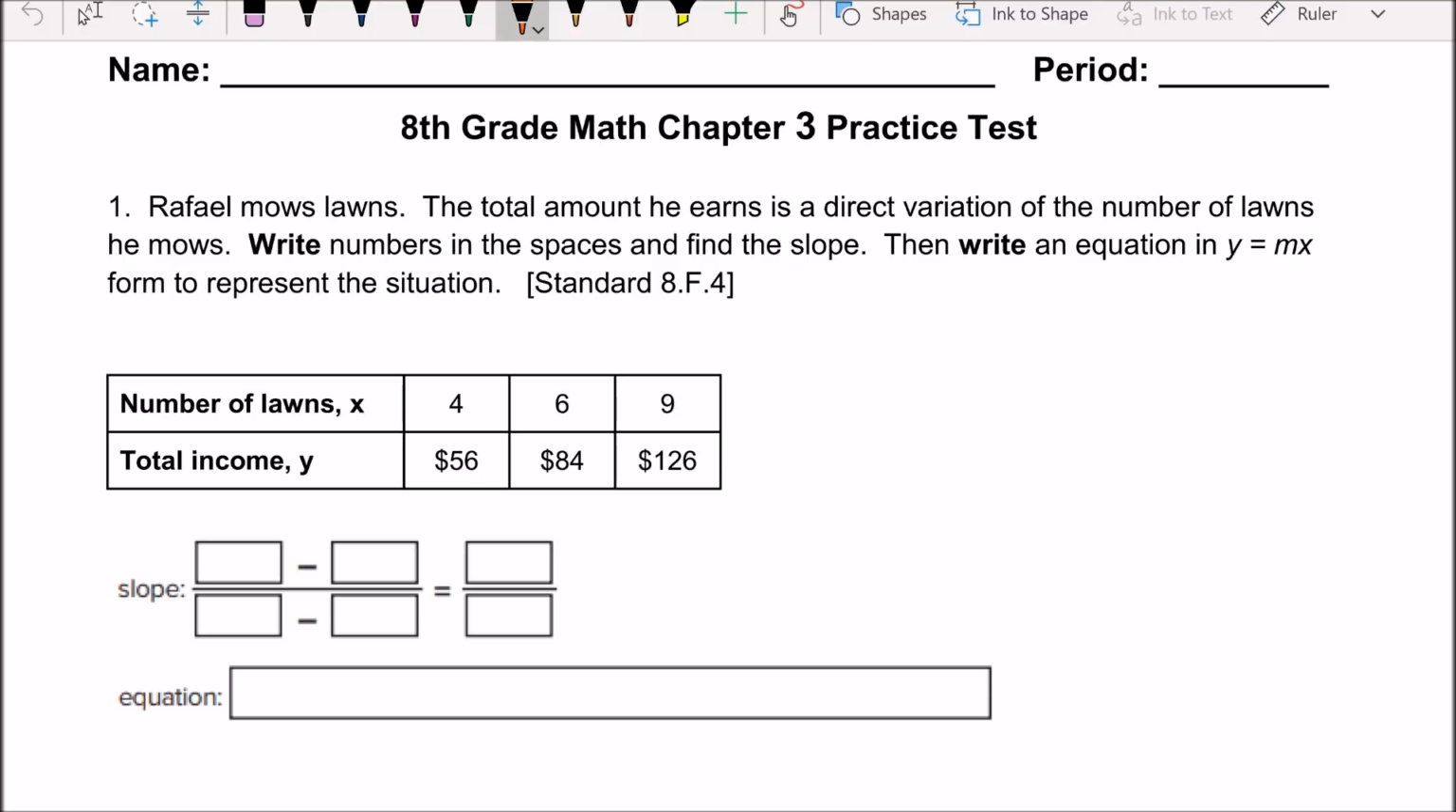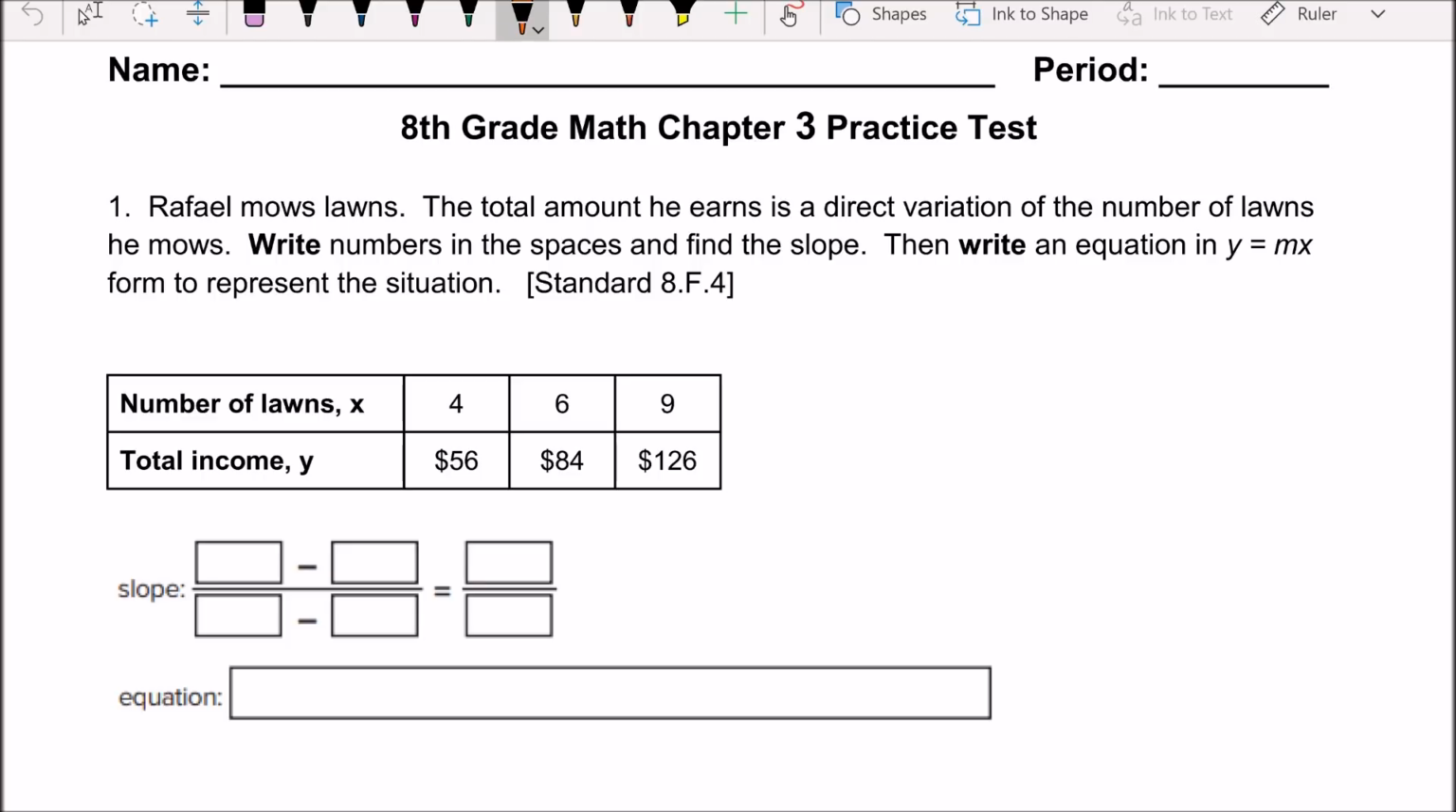Alright, we're going to go over number 1. For this problem, you're going to earn 2 points. The first point, if you solve the slope correctly, you earn your first point. And if you write the equation correctly, you're going to earn the second point. So, number 1, start with Raphael mows lawns. The total amount he earns is a direct variation of the number of lawns he mows. Write the numbers in the spaces and find the slope. Then write the equation in y equal to mx form to represent the situation.